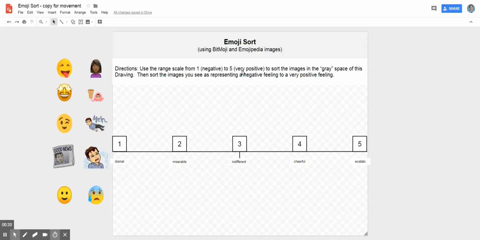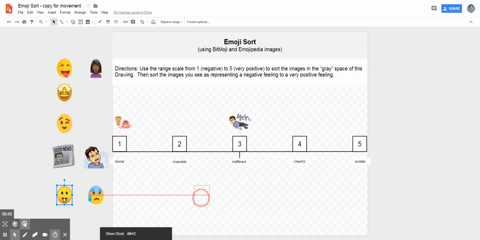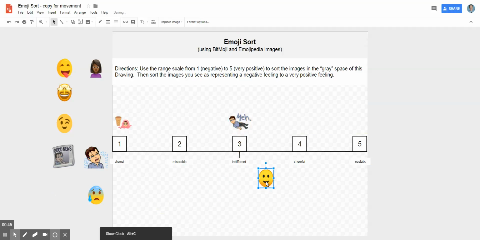negative, to 5, very positive, to sort the images in the gray space. Then sort the images you see as representing a negative feeling to a very positive feeling. So if I look here and I'm trying to think that, oh, ice cream being moved here would be dismal. But meh is that indifferent feeling or this kind of there in the middle. I would rank these in the order that I feel.